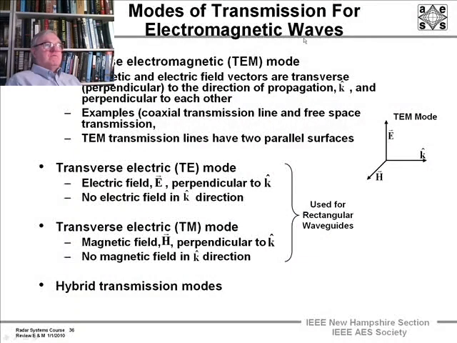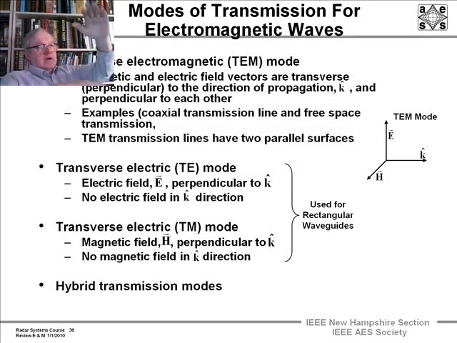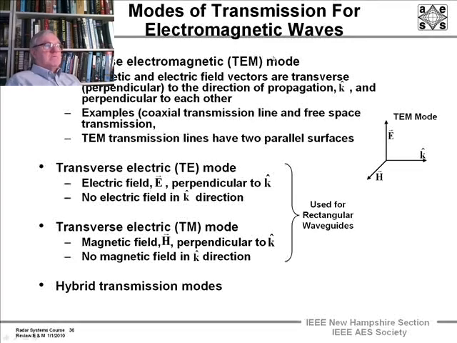There are modes of transmission for electromagnetic waves. The reason there are different modes is because as they travel out, you can have conducting surfaces that they have to obey Maxwell's equations for. Transverse electromagnetic waves have the magnetic and electric fields perpendicular to each other, and the K vector, the direction of propagation, perpendicular to these others. Examples of them are coaxial transmission lines and free space transmission.